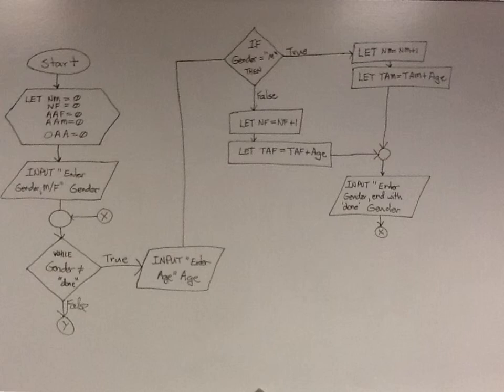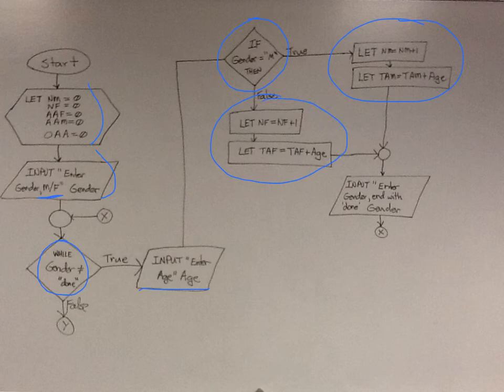Here's the first part. We initialized a bunch of variables. We're going to input gender. We define that it has to be an M or an F. You could make that much more clear if you wanted to. And then we enter our loop. While gender is not equal to done, that's true. We're going to grab the age. We're going to check the gender. If it's male, we're going to add up the males. If it's female, we're going to add up the females. Both how many, a count and a sum, a count and a sum. And you can check to see if I had any errors there.